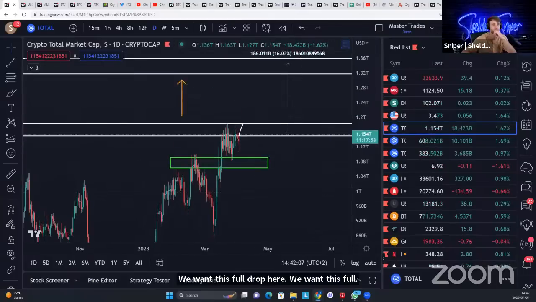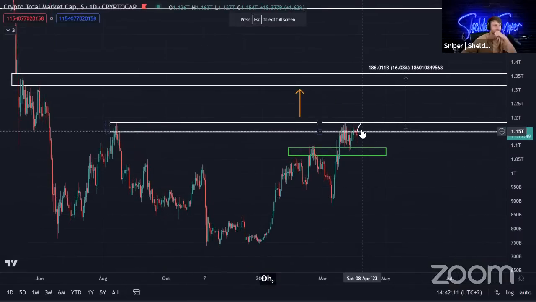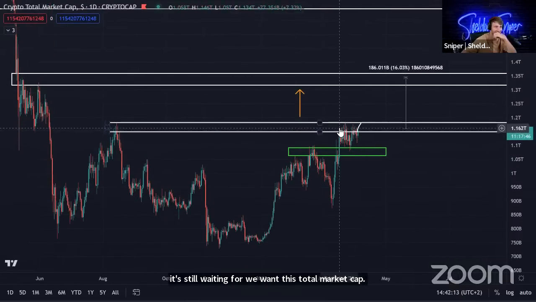Oh, that's what we're waiting for. We want this total market cap. That's when the alts are going to go absolutely crazy with Bitcoin. It's breaking through this. So you can see the amount of resistance here. It's crazy.